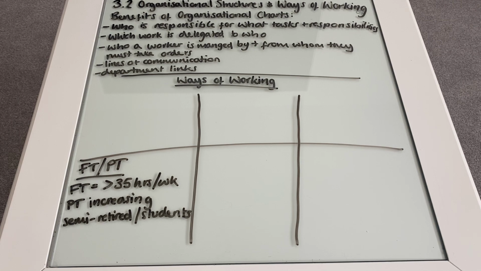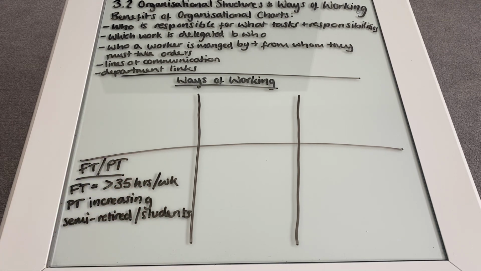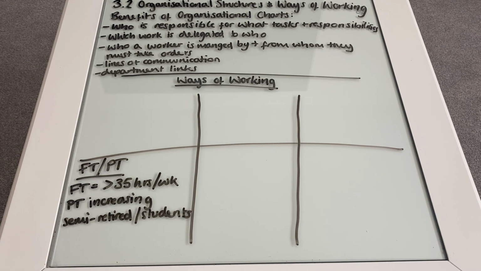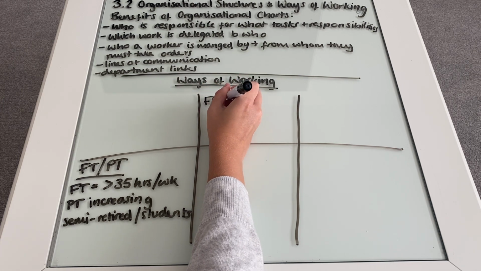If a company decides to recruit more part-time workers than full-time workers, it might be that the work is there for full-time workers, but they just want to employ lots of part-time workers. That can result in high recruitment and training costs, obviously, because you've got more people to employ. Next up, we're going to go flexible. We'll put that up here.